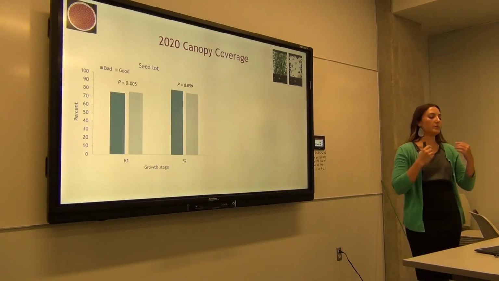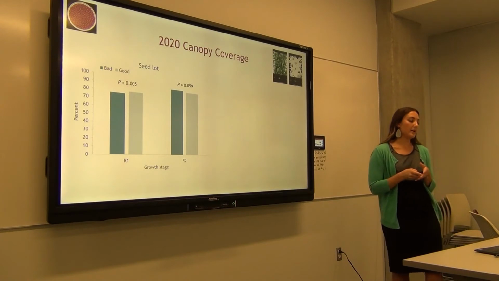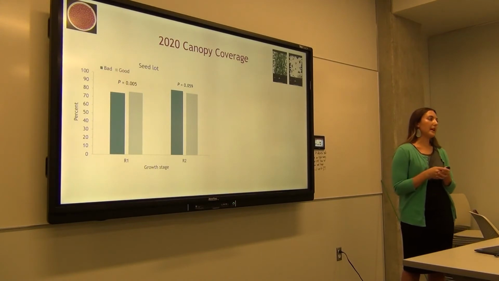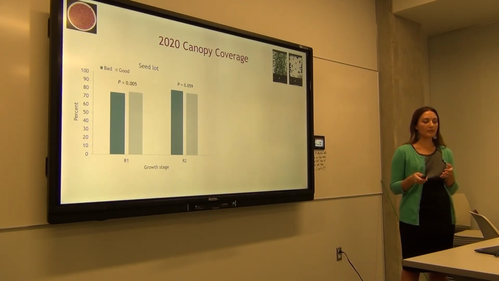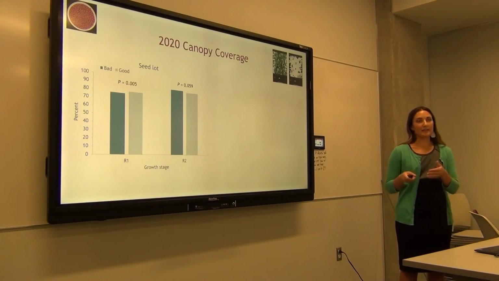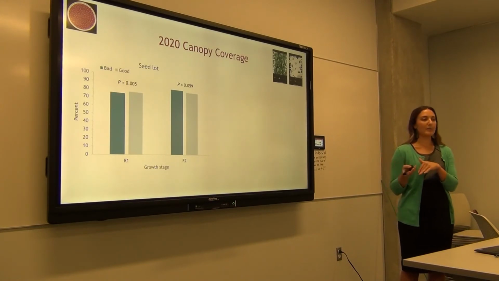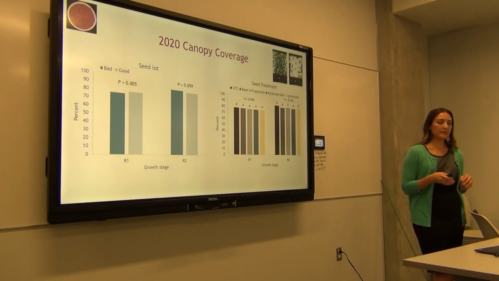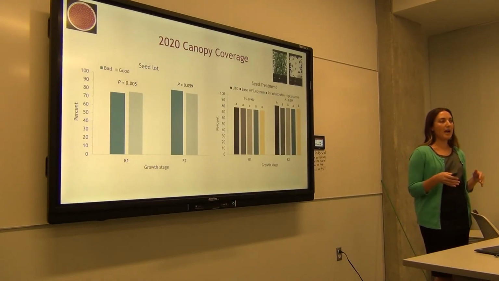And moving on to the canopy coverage in 2020, we see that at R1, there was a significant difference where the good seed lot had significantly higher canopy coverage, but at R2, it was no longer significant, and the bad seed lot actually had numerically higher canopy coverage than the good. And in this year, seed treatment did not have an effect on the canopy coverage at either growth stage that we took the measurement at.